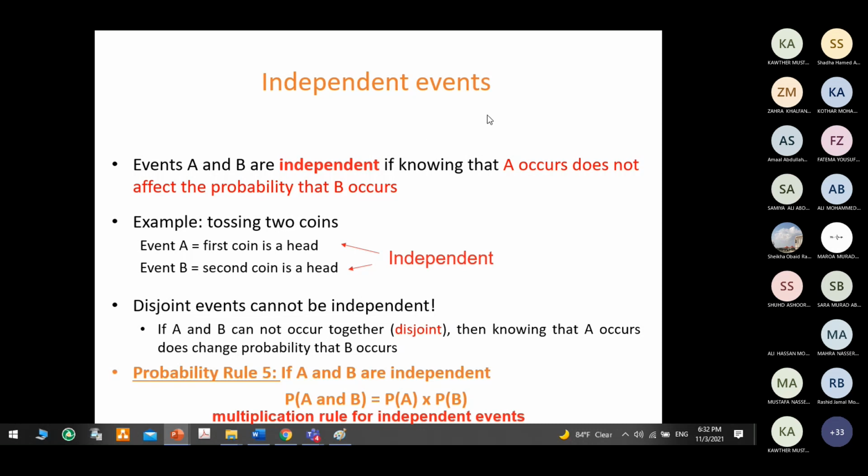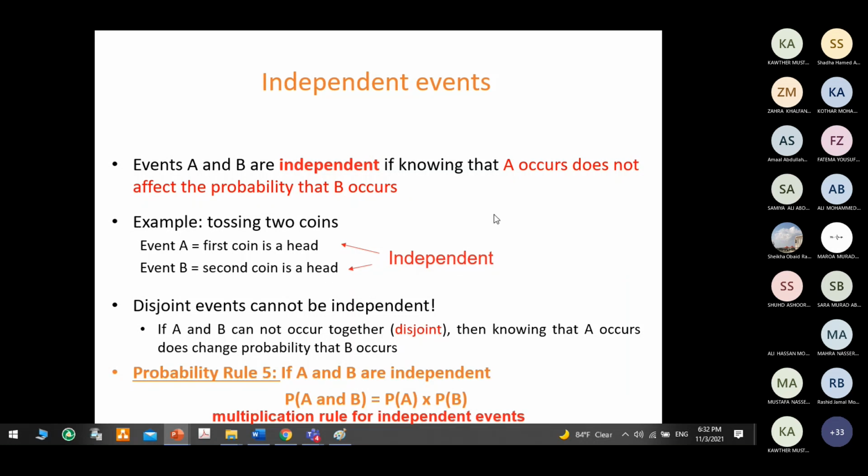Independent events. Event A and event B are independent if knowing that A occurred does not affect the probability that B occurs. Example, if I toss a coin, I come up with head or tail, right? If I toss it again, also I can come up with head or tail. It's not related to the first try. Whatever I got in the first try is not linked to the second try. Got it? So they are independent.